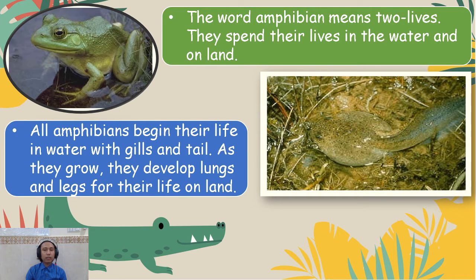So when a baby amphibian, like a baby frog or a toad, is still young, they have gills and tails, like the picture to the right. They have gills to help them breathe in water. And as time goes by, later on, they will turn into an adult frog, like this one. As they grow up, they develop lungs and legs for their life on land.